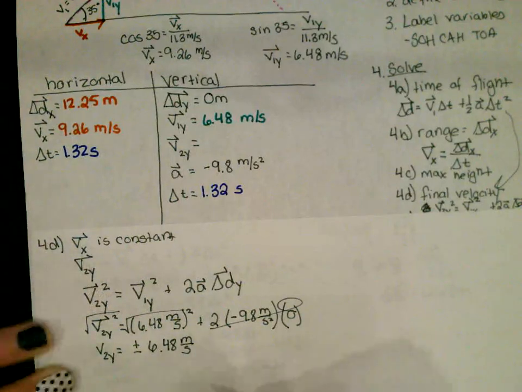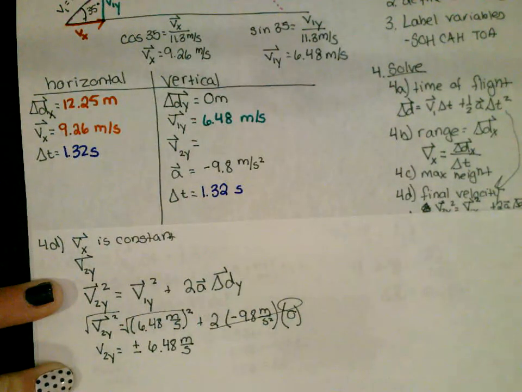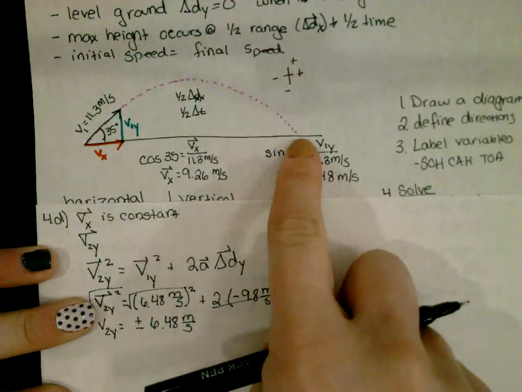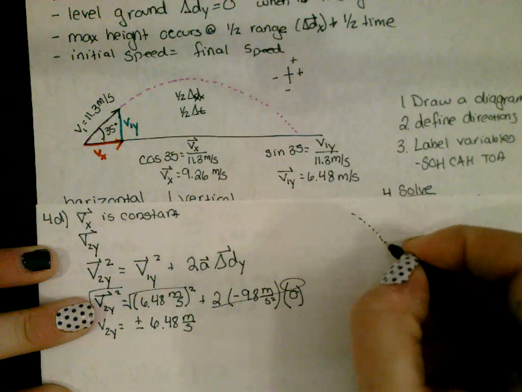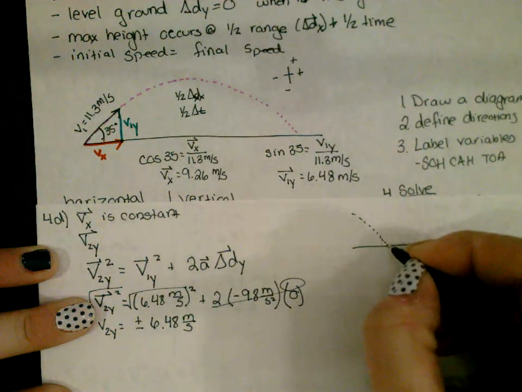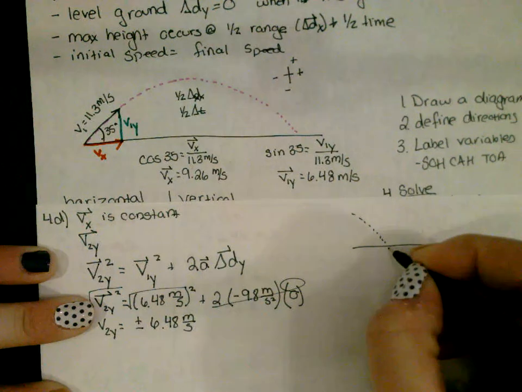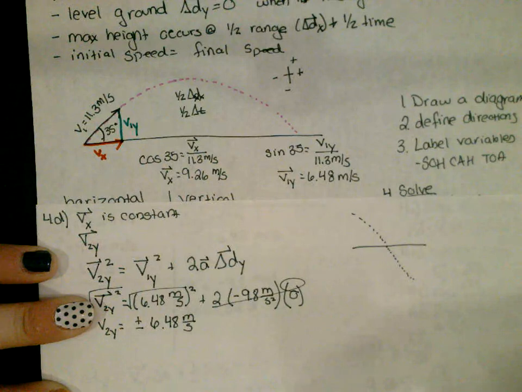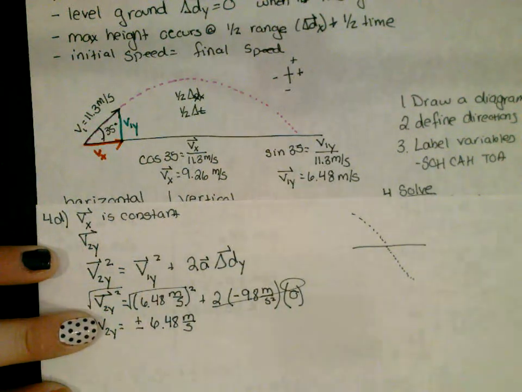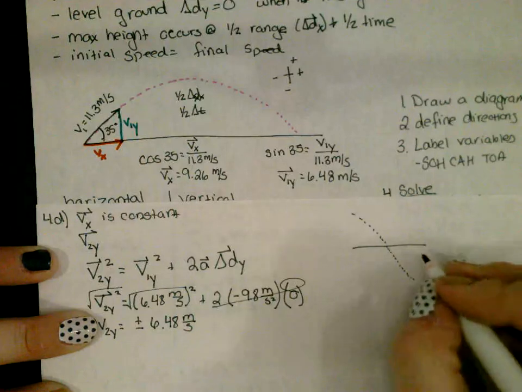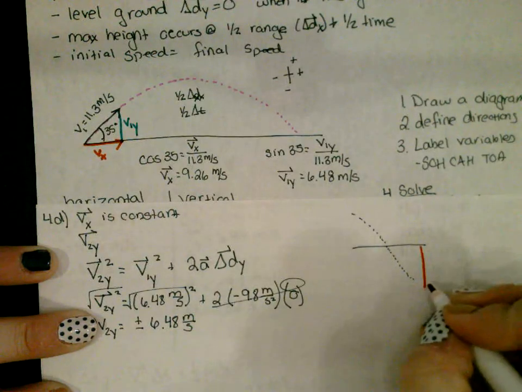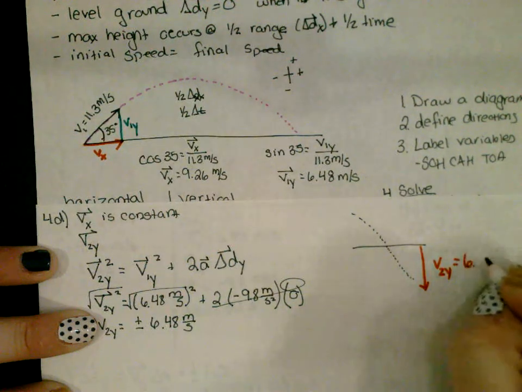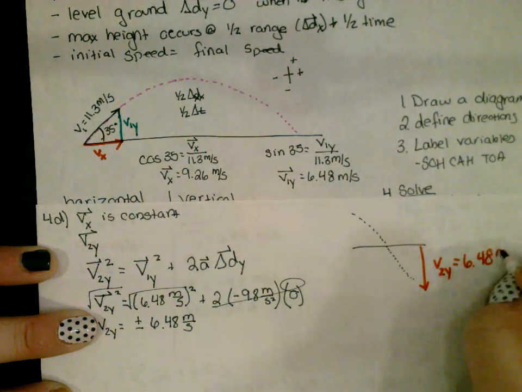So I need to draw what's going on here at the very end. So at the very end, we have hit the ground. And once we've hit the ground, our velocity isn't 0. There's still velocity here. And I just said that my final y velocity was 6.48 meters per second.